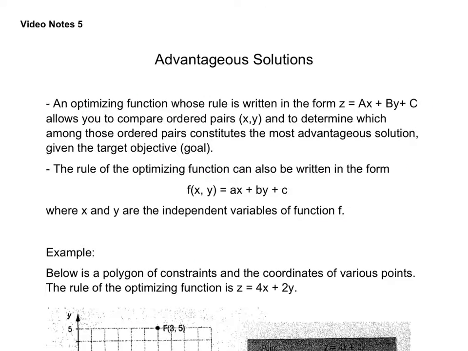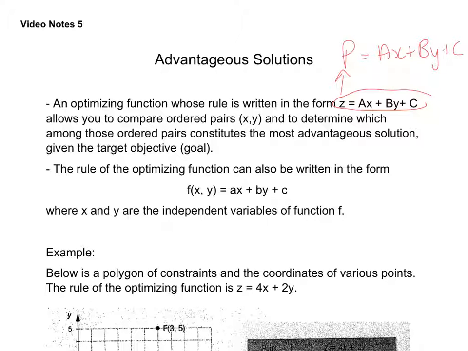So let's talk about advantageous solutions. An optimizing function whose rule is written, so this is the form, right? It's in general form, okay? We also can use P for profit. So P is equal to AX plus BY plus C, okay? It allows you to compare ordered pairs. So it allows you to compare your X and your Y variables. It allows you to compare format A windows and format B windows. It allows you to compare apples and oranges to determine which among those ordered pairs constitutes the most advantageous solution given the goal.